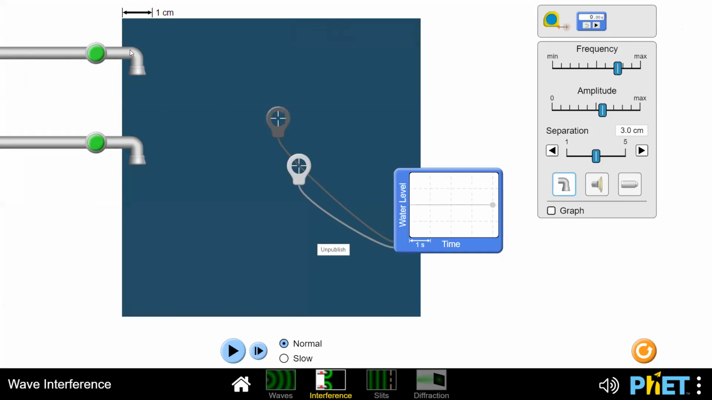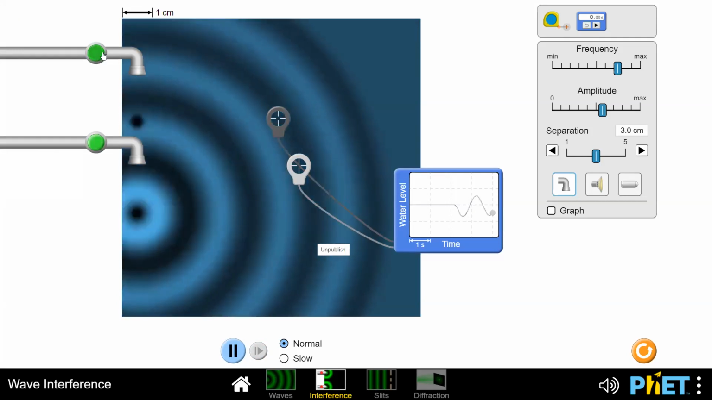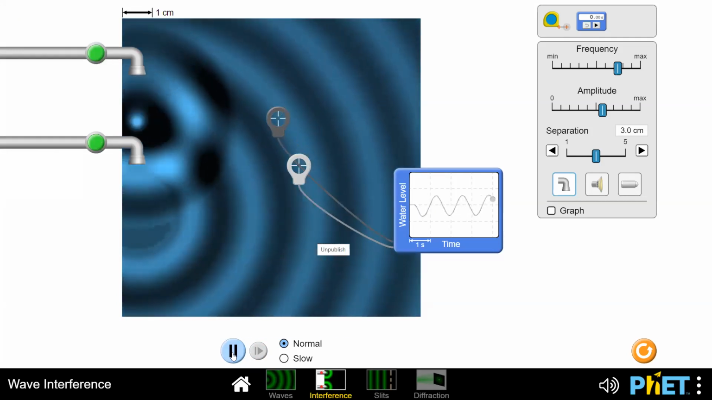So I have two water spouts here that make sort of these water droplets. If I press play here, you'll see it. So I can either turn this one on, or turn them both off.